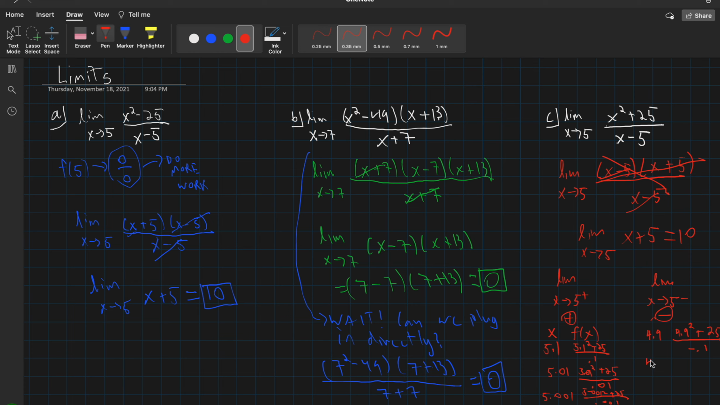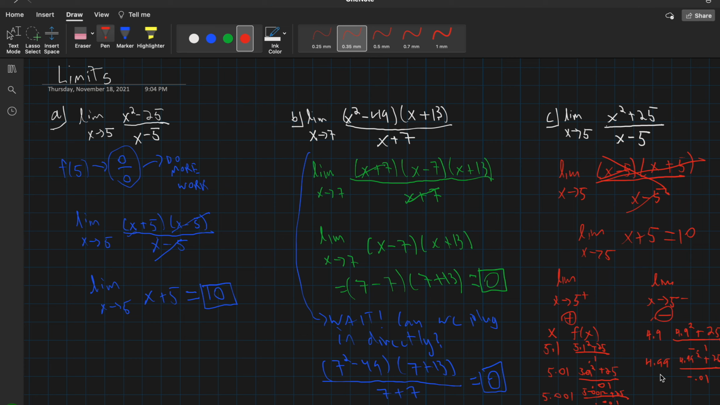So then what happens when we keep approaching from the left? So 4.99, getting even closer to 5. So 4.99 squared plus 25 all over 4.99 minus 5, which is negative 0.01. So we can see that the numerator is still approaching our 50, regardless of whether we approach it from the right or left. So as we keep getting closer and closer to 5, our numerator is going to be getting closer and closer to 50.